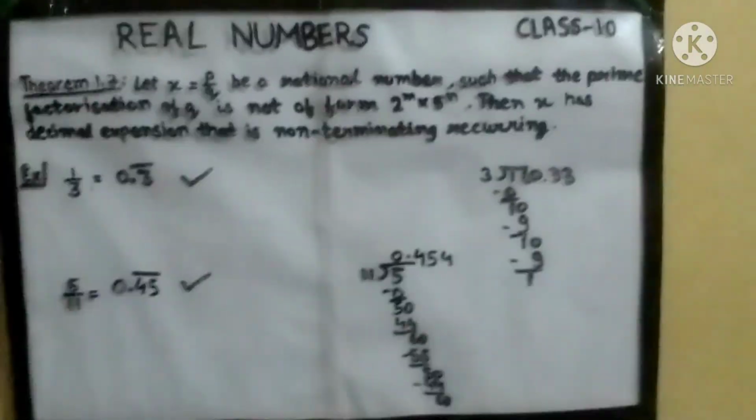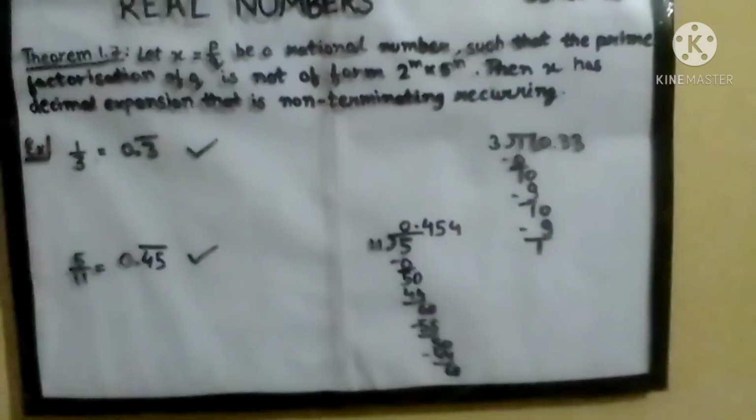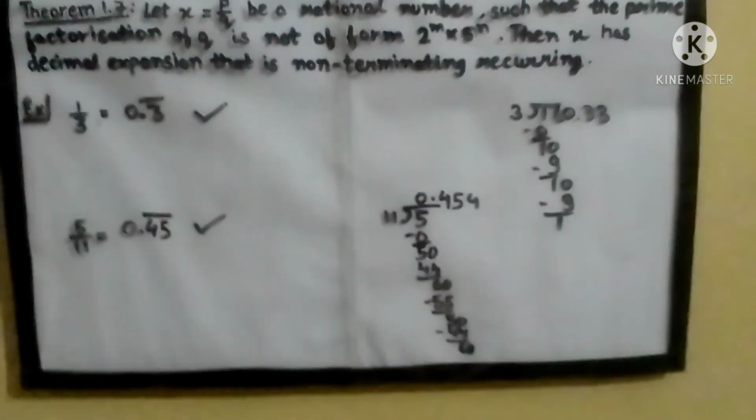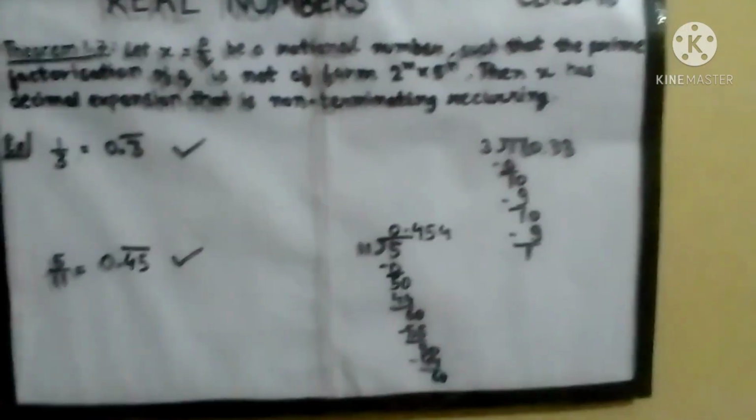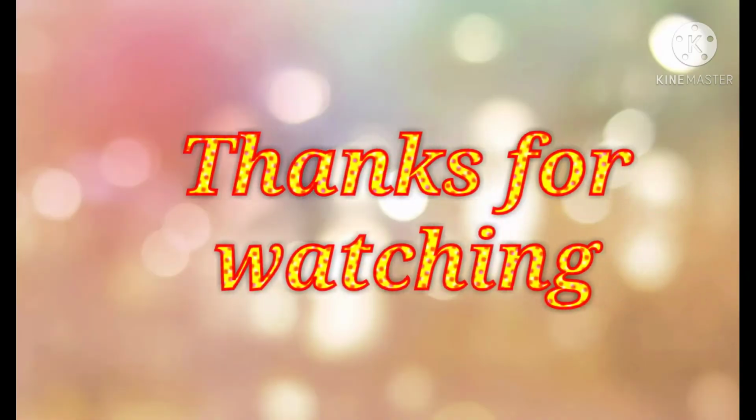So this is what we needed to prove: if q is not in the form of 2^m into 5^n, then the decimal expansion of the rational number will be non-terminating recurring. This was all about Theorem 1.6 and Theorem 1.7.